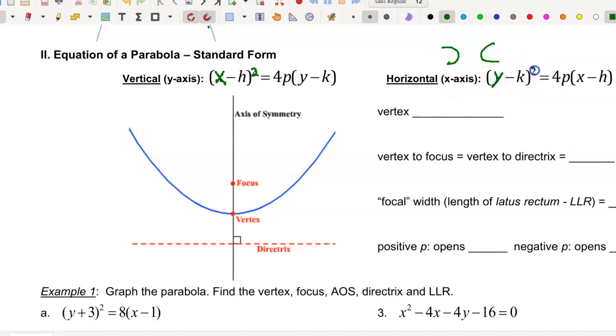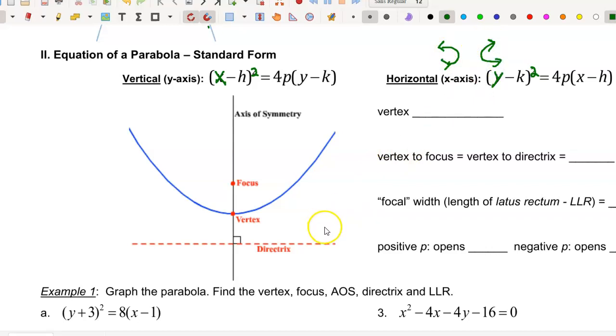So you can see it's kind of like the hyperbola, where you can have an x or a y show up first. So just be careful about that, because, again, the vertex can be tricky sometimes. All right, so we have parabolas that open left and right.